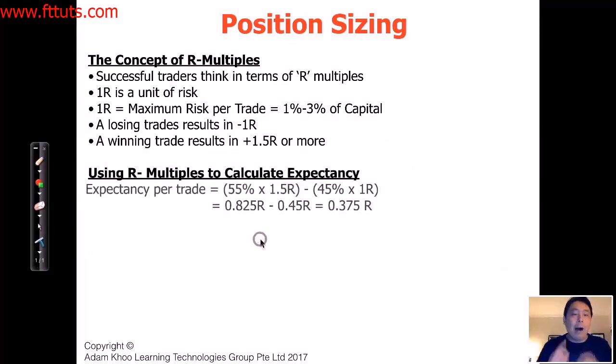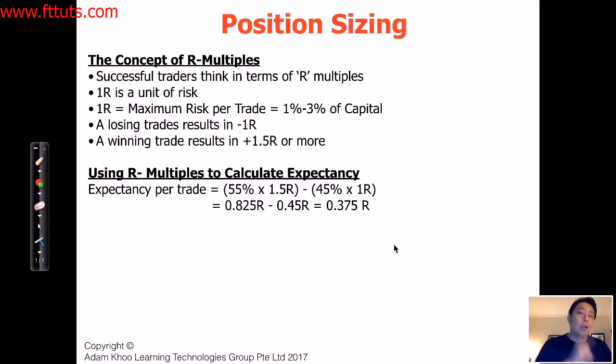So if you use our R multiples to calculate your expectancy, here's how it looks. Same thing: your expected profit per trade is your 55% win rate multiplied by your average win of 1.5R, minus your 45% loss rate multiplied by your 1R average loss. If you do the math, you get 0.375R per trade. So on average, every trade you make, you're going to make 0.375R. As long as it is a positive figure, your trading system has a positive expectancy in the markets.